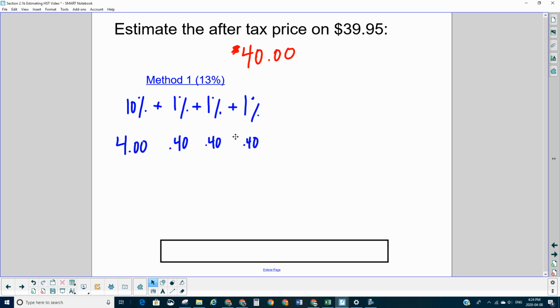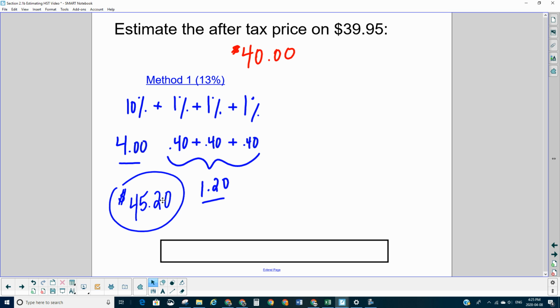And so now we're going to take these and add them up to figure out what our after-tax price is going to be. So we take 40 cents plus 40 cents plus 40 cents. 40 cents plus 40 cents is 80 cents, plus another 40 cents is $1.20. So we know this much adds up to $1.20. That's the 3%, the 1, the 1, and the 1. Then we've got the 10%, plus, we can't forget, the original price. So these two numbers here are going to be the tax plus the original price. So 40 plus $4 gets us 44, plus another one gets us to 45, and 20 more cents gets us $45.20. And that's our estimate of how much this thing is actually going to cost when we walk up to the cash register.